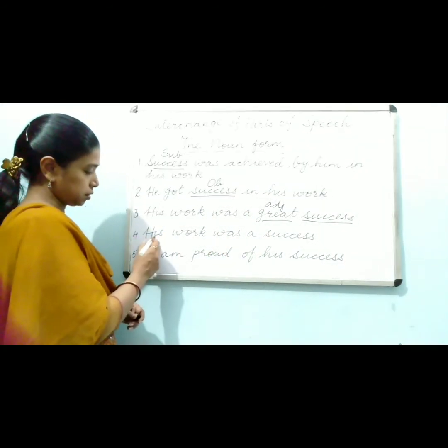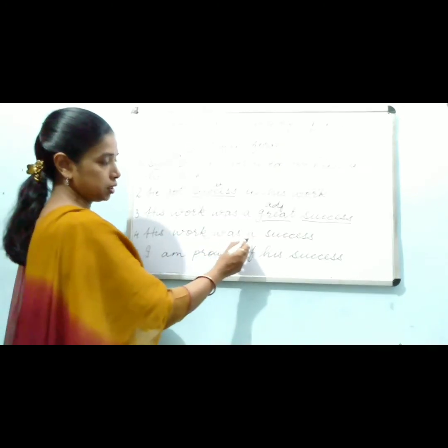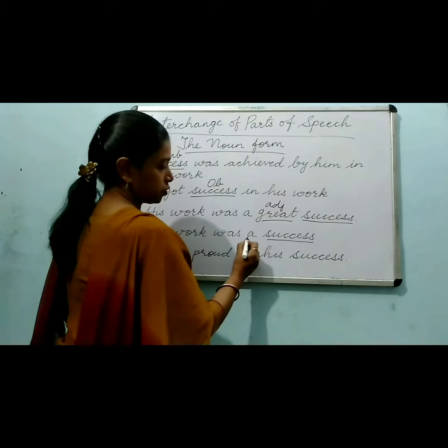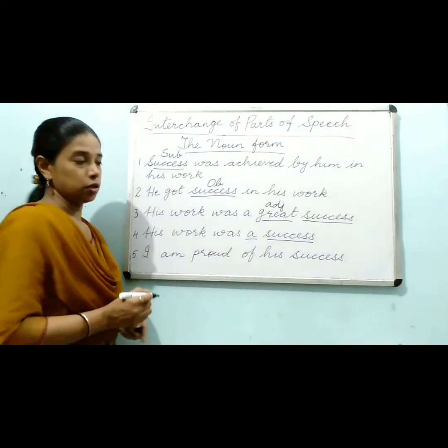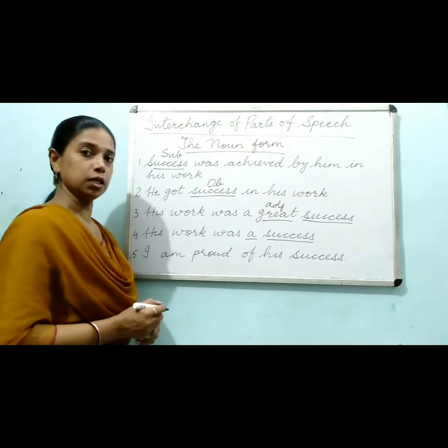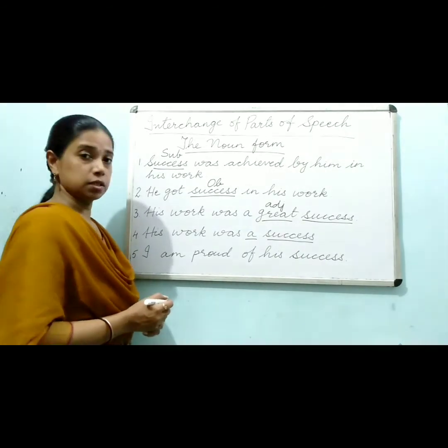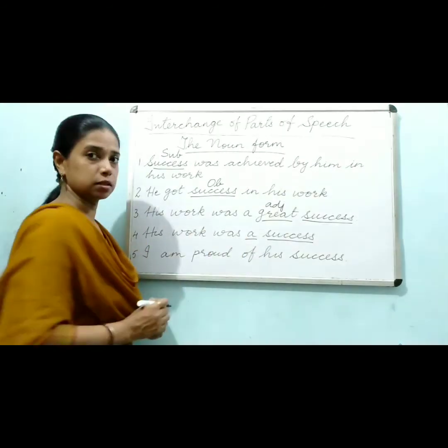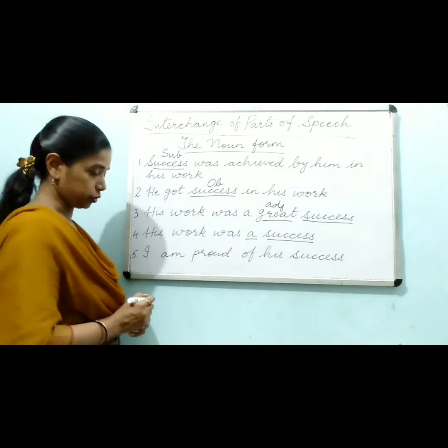Then in the fourth sentence, his work was a success. Here you can see success is written after an article. So here the point is that you can use the noun form after an article, whether it is a, an or the. So after an article the noun form can be used.